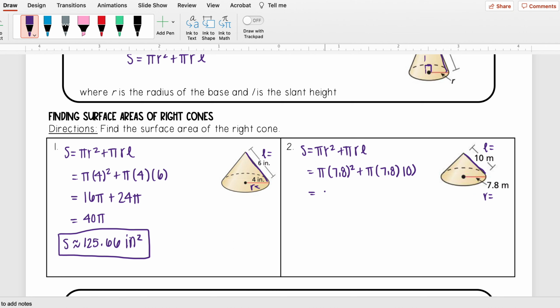7.8 squared, I get 60.84. 7.8 times 10, I get 78 pi. Now 78 plus 60.84, I get 138.84. And now when I multiply 138.84 times pi, I get approximately 436.18 meters squared.